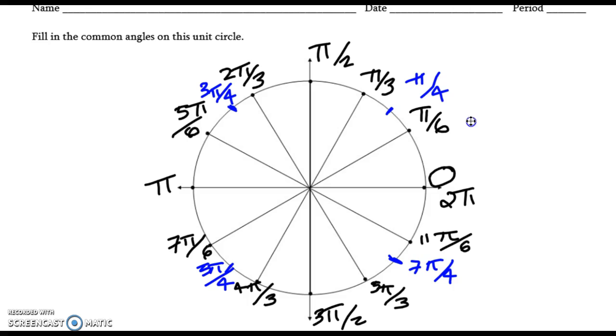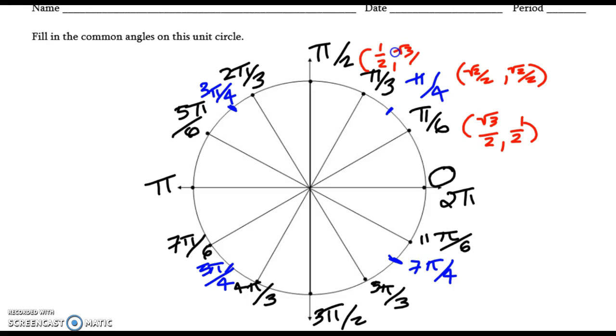For example, for pi over 6, you need to remember that the coordinates are radical 3 over 2 and 1/2. You should remember that for pi over 4, the coordinates are radical 2 over 2 and radical 2 over 2. For pi over 3, the coordinates are 1/2 and radical 3 over 2. And then the coordinates for 0 and 2 pi are just 1, 0. And the coordinates for pi over 2 are 0, 1. All the rest of the coordinates can be based on these coordinates.